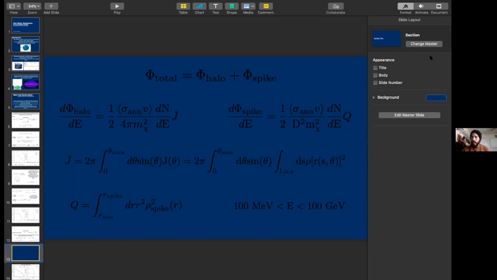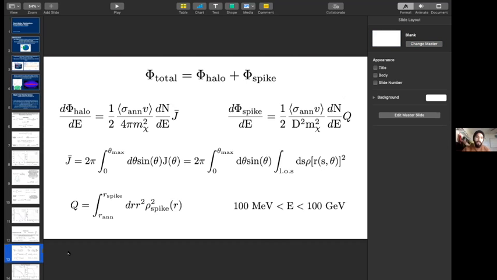So the way that we can calculate the signal coming from annihilations is through these expressions here, where for the extended halo, it depends on this J factor. And this J factor is essentially a line of sight integral of the density squared. And for the spike signal, it depends on this Q factor. And this Q factor is something similar. It's still density squared, but it's weighted by this R squared as well. And for the Q factor, we only integrate from the annihilation radius to the spike radius.